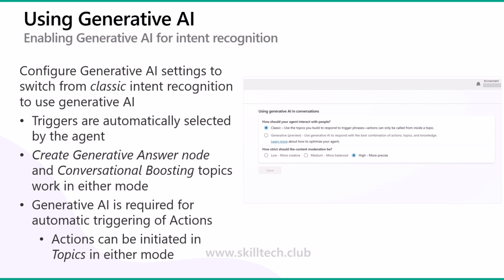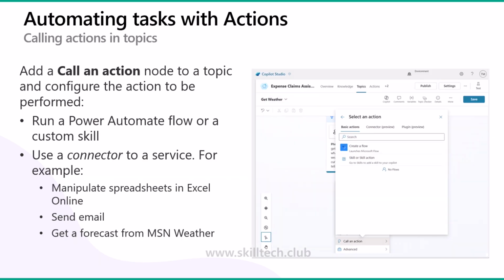However, if you want to have an agent which triggers actions automatically based on the user input, then you need to enable generative AI. Automatic tasks with actions: actions are going to enable you to move your agent beyond a purely conversational solution. So it's not always true that you're going to give an answer in the conversation. Sometimes you have to do an automated action with that. And that is where actions are going to help you.